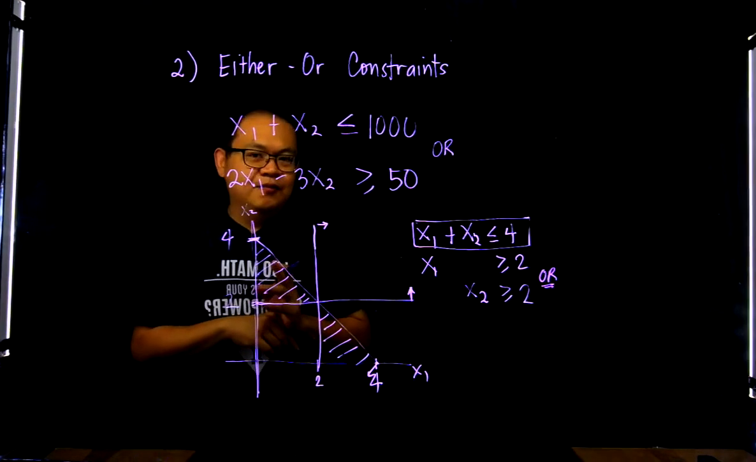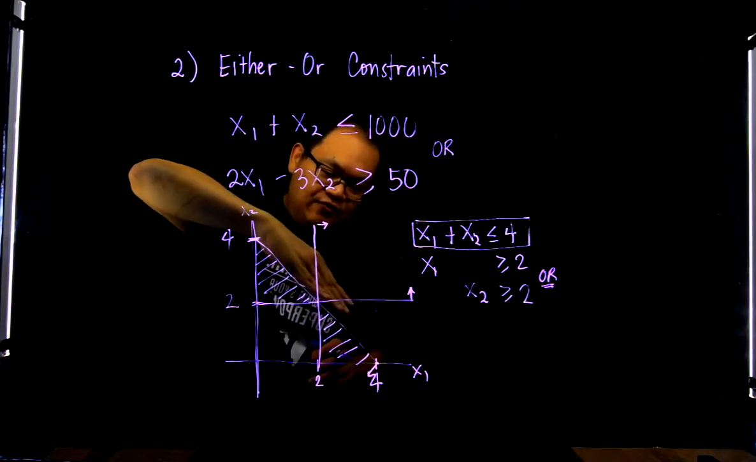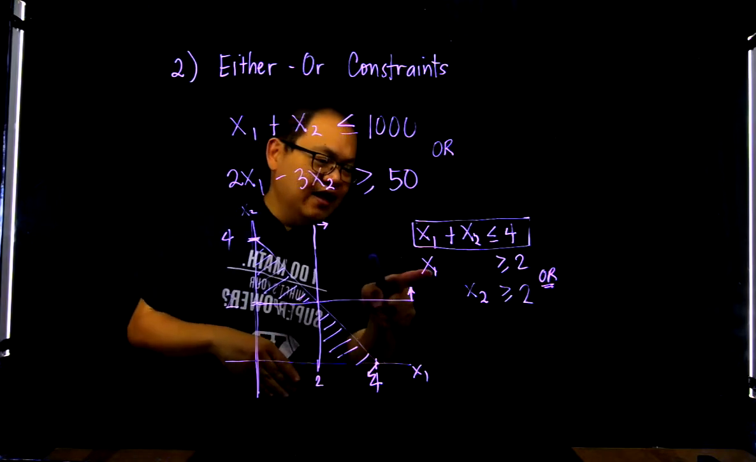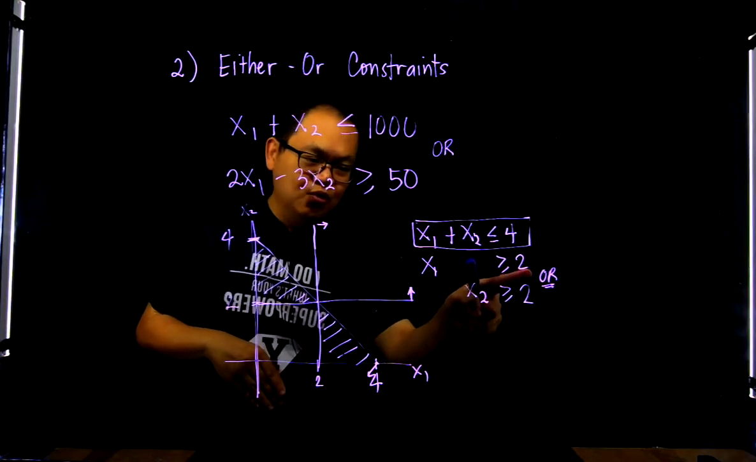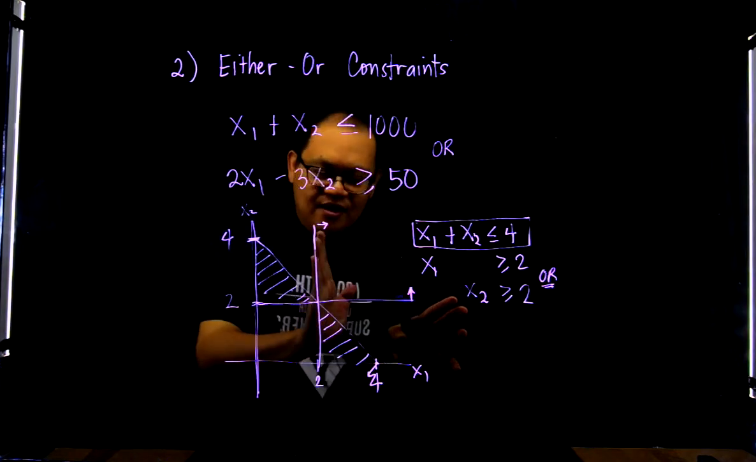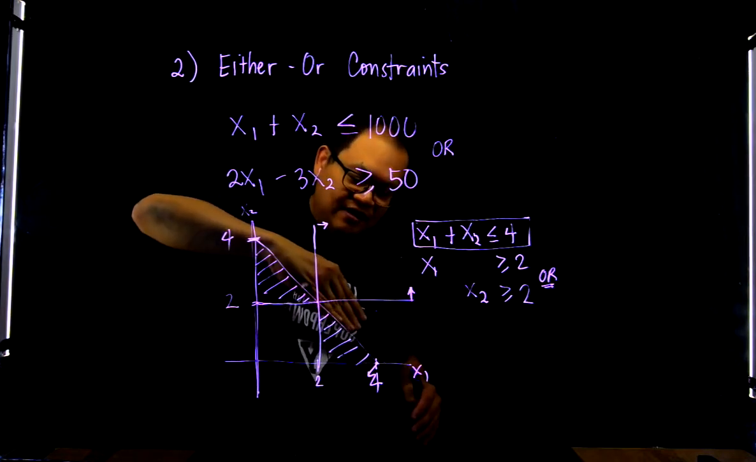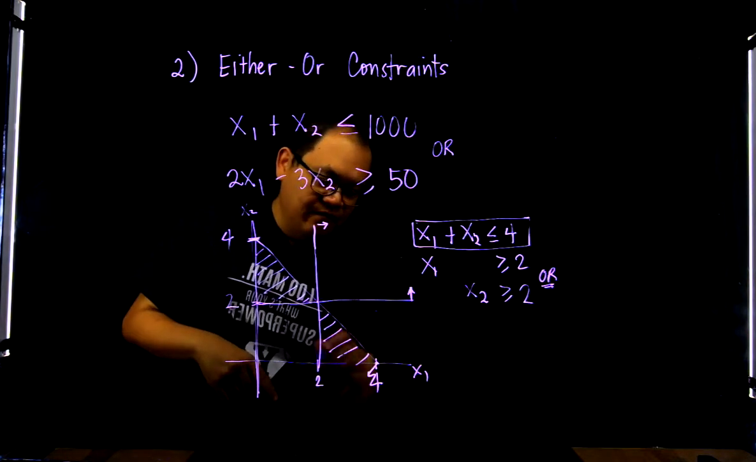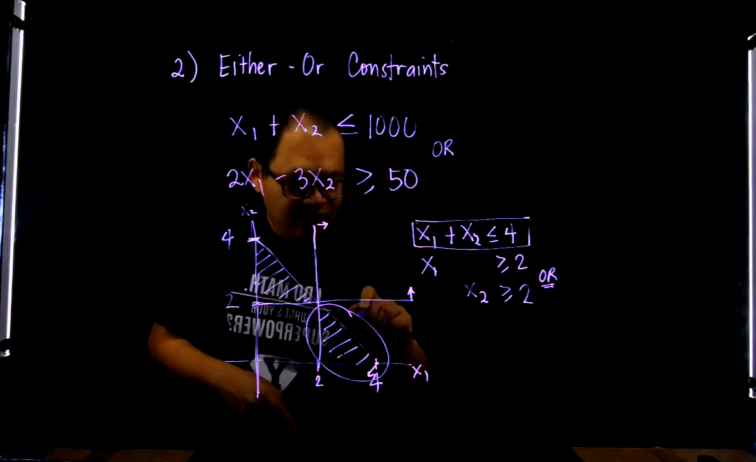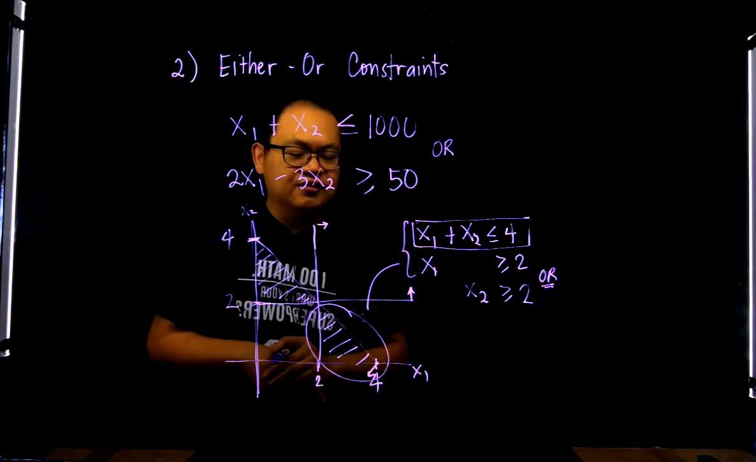Why? Because look, you have your x1 plus x2 less than or equal to 4 going this way. If x1 is greater than or equal to 2 and this third constraint is off, then you have this line going to the right, you have this diagonal line going this way, you form this feasible region. Therefore, this feasible region is composed of these two constraints.